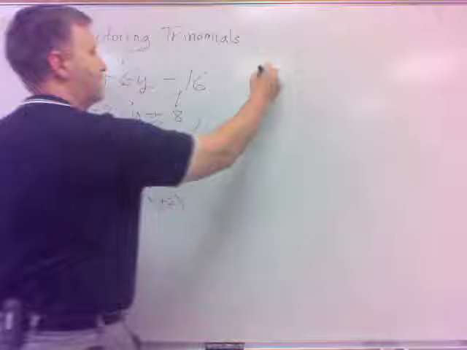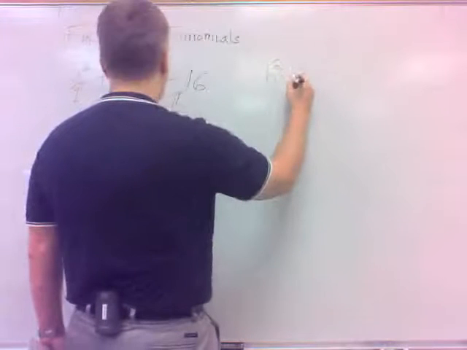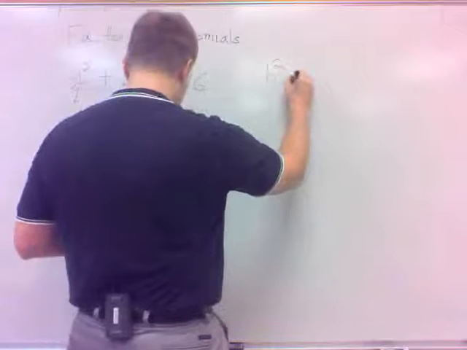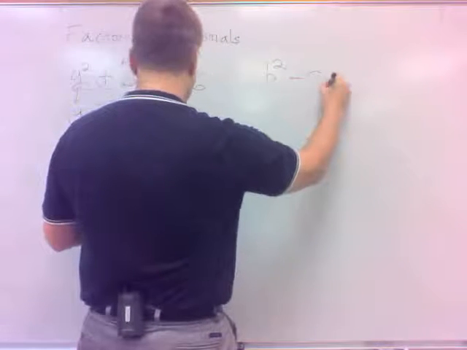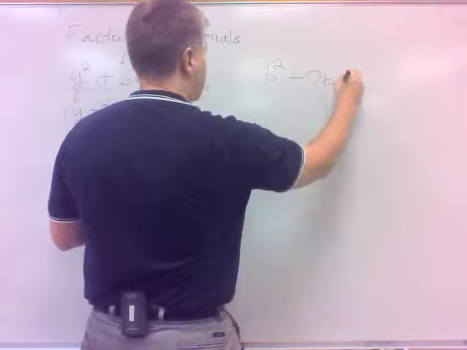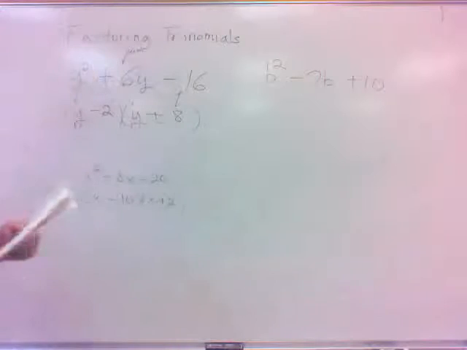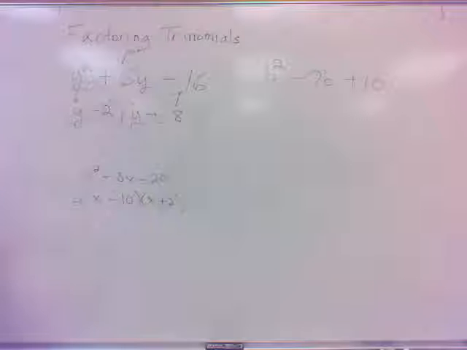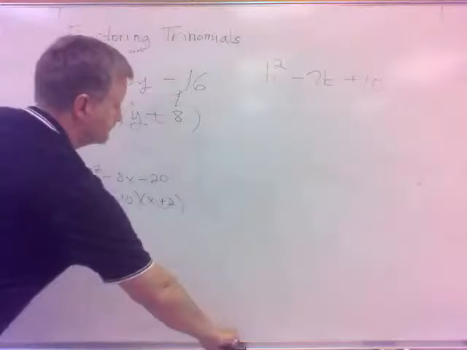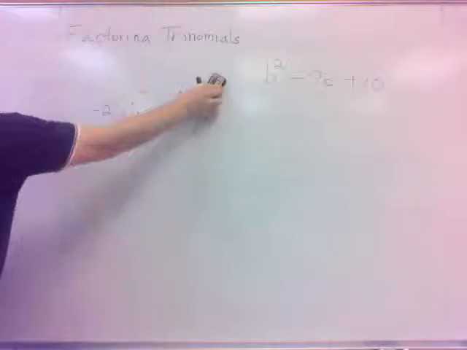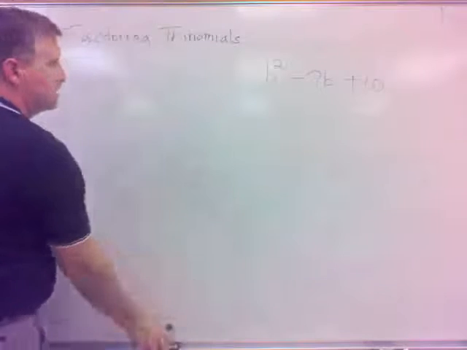Along the way. All right, now this one, let's look at this one. b squared minus 7b plus 10. b squared minus 7b plus 10. All right.